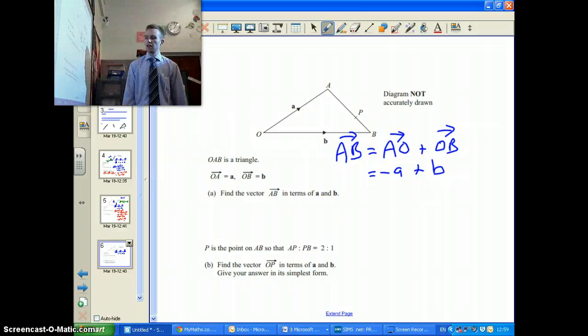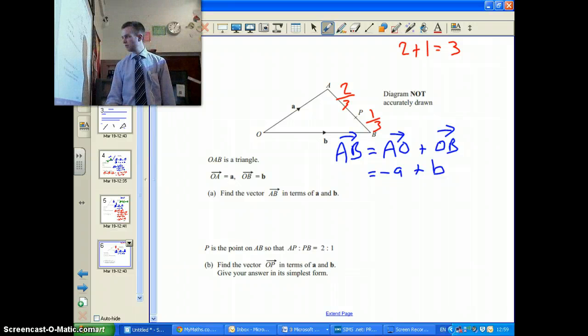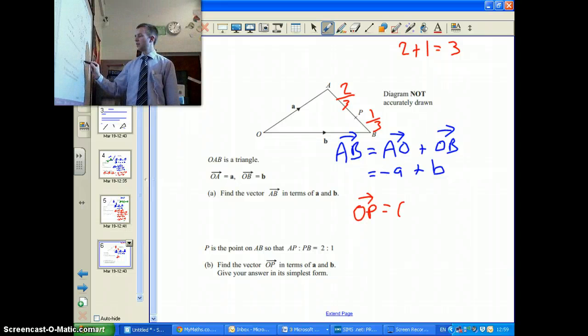Okay. Next up I've got P as a point, so that AP to PB is 2 to 1. So I know that A to P is 2 and P to B is 1. And now this time, because they've got 3 parts, 2 plus 1 equals 3. So I know this is 2/3 and 1/3. Okay. Next up, I've got to find the vector O to P. So it's quite similar to the one we did last time. So I know that O to P is going to be O to A plus A to P.